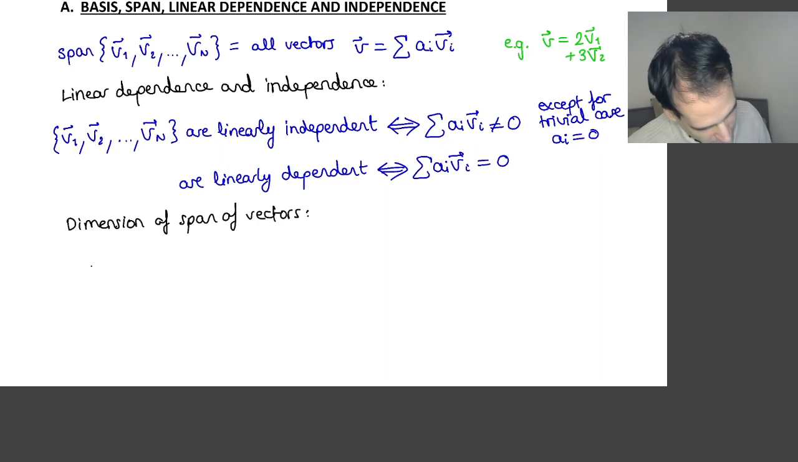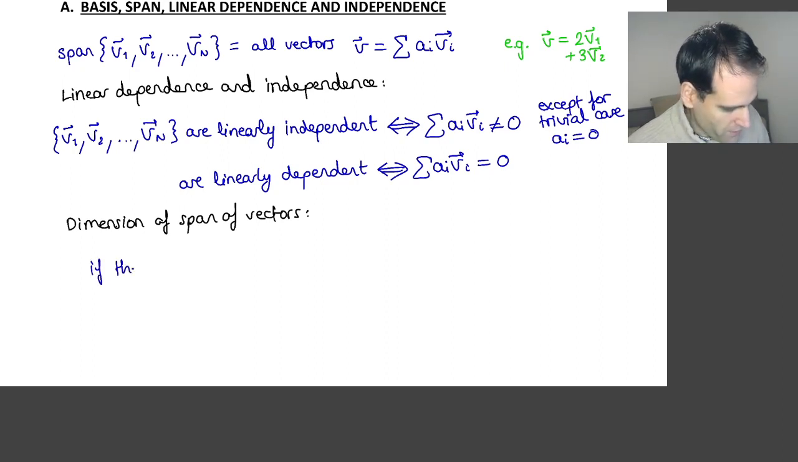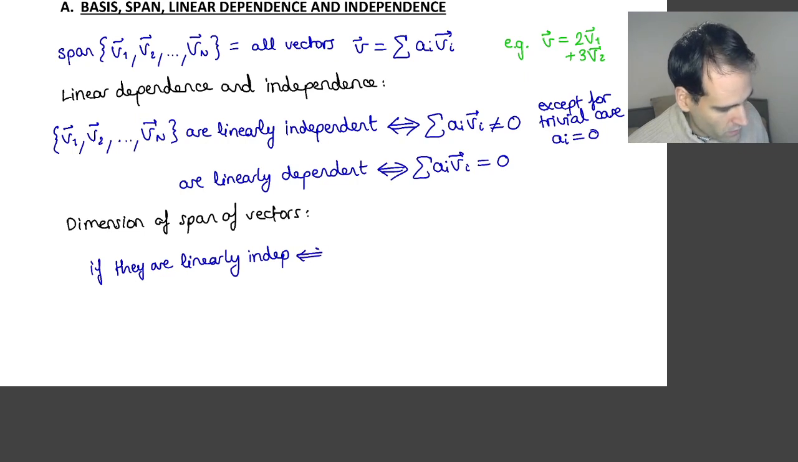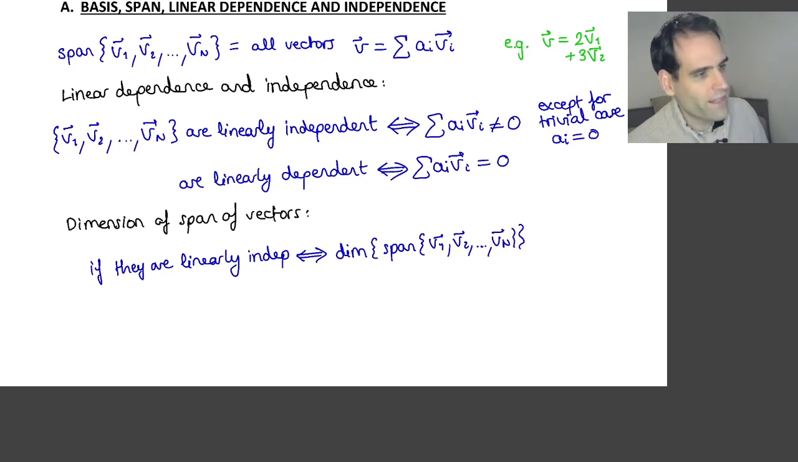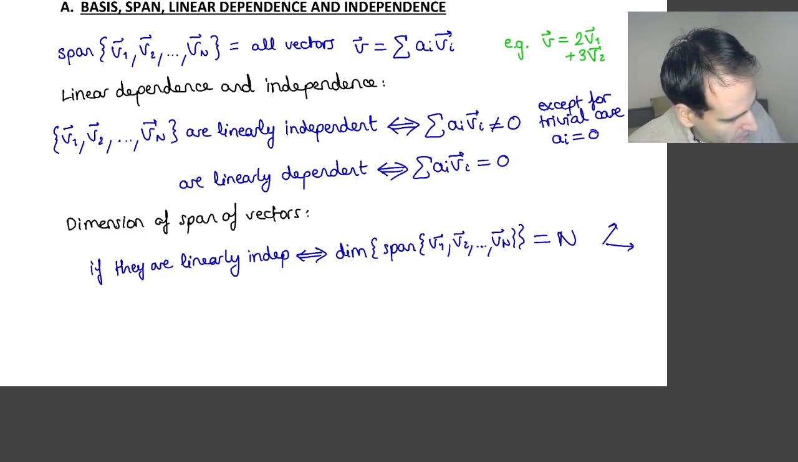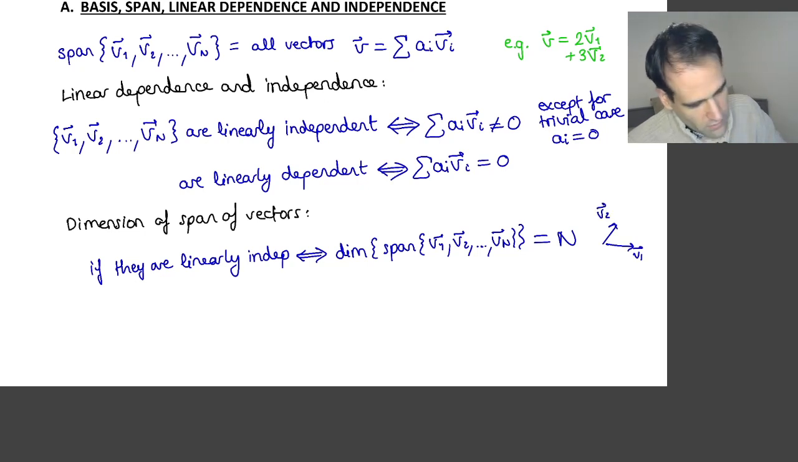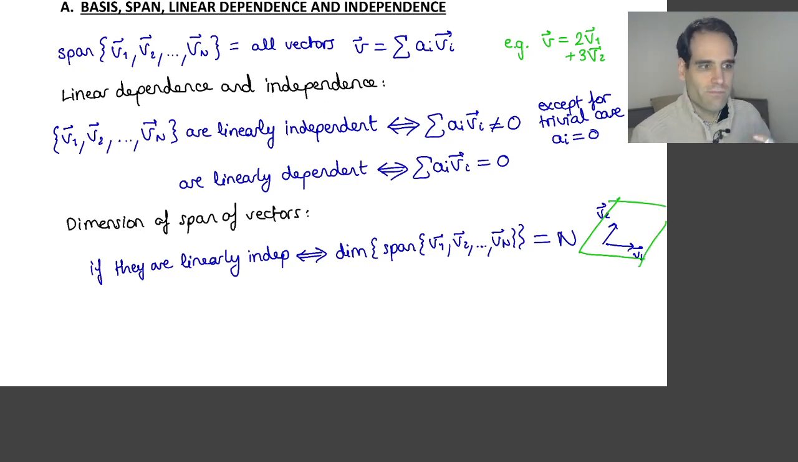And the answer is that if they are linearly independent, then the dimension of the span when you have n vectors is equal to n. So the dimension of the span is equal to the number of vectors. For example, if you have two vectors that are linearly independent, v1 and v2, their span is a plane, and this plane has 2 dimensions.